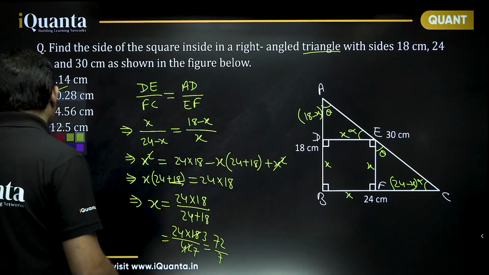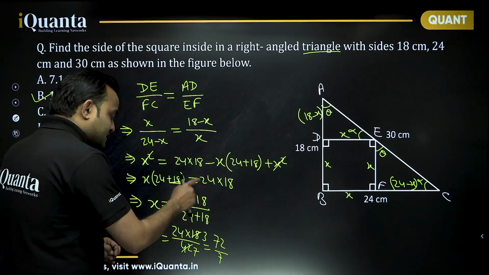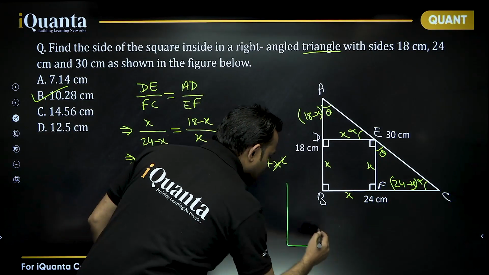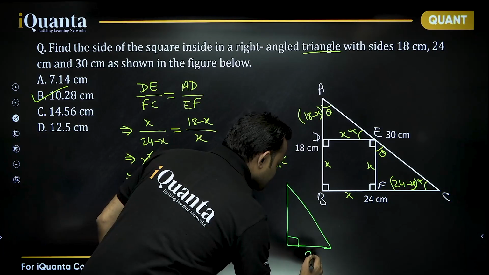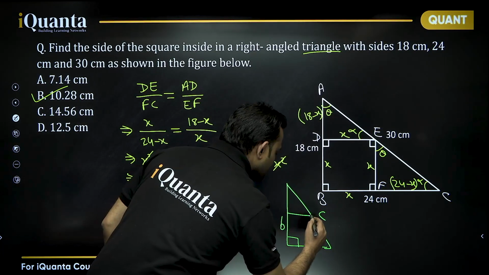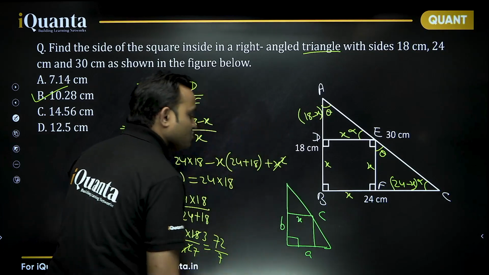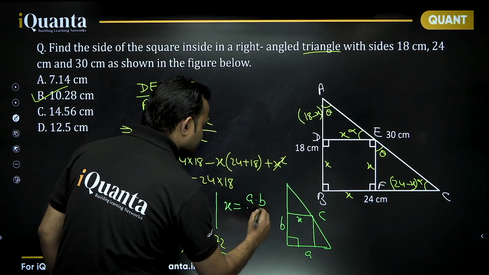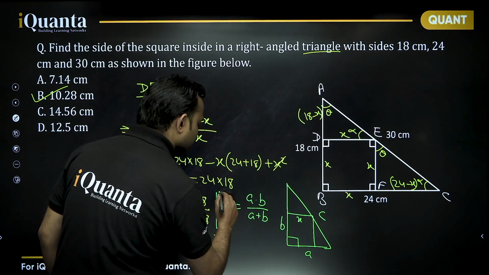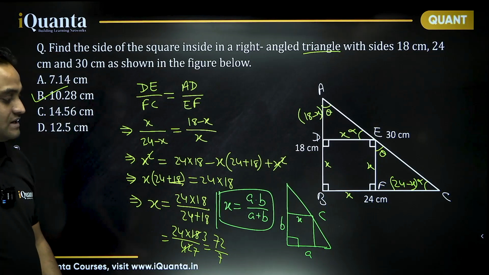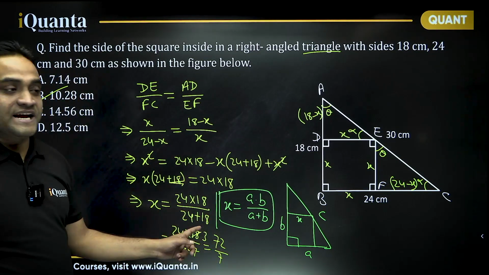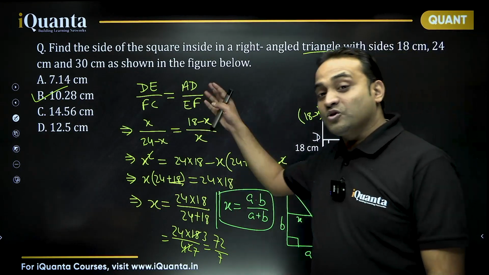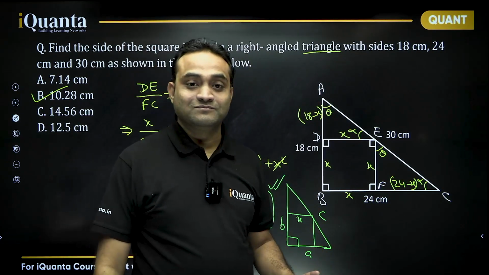But I had this part written like this because in any right angle triangle where side lengths are A, B, C, and you need to find the side length of this square x, you can directly use x is equal to A into B divided by A plus B, like this. Okay, so next time if you get this question, you can directly use this concept. You know the derivation, it comes from similarity. Amazing concept, right?